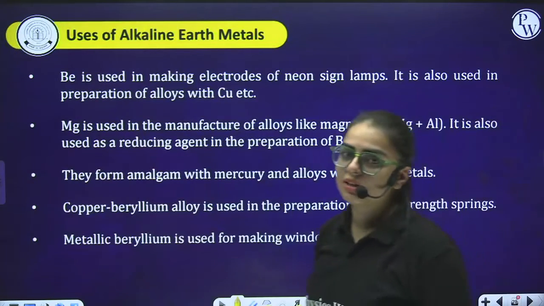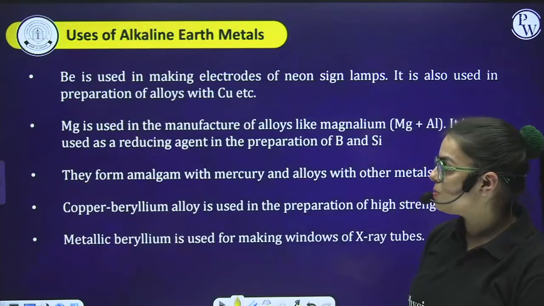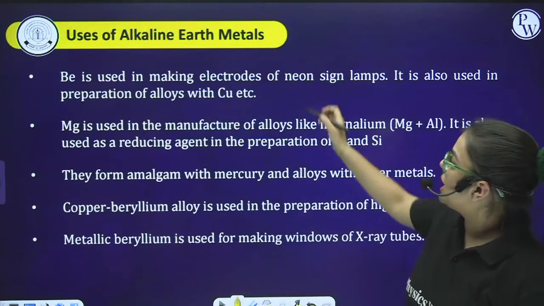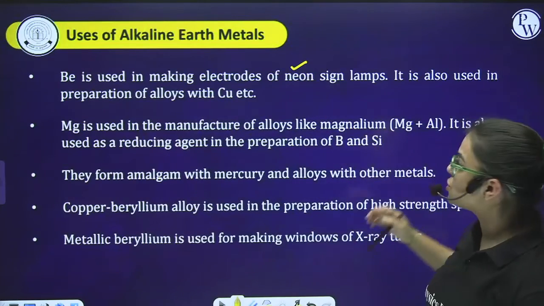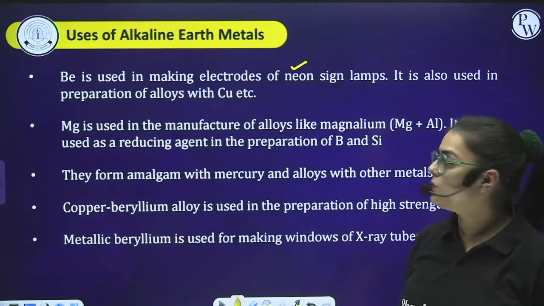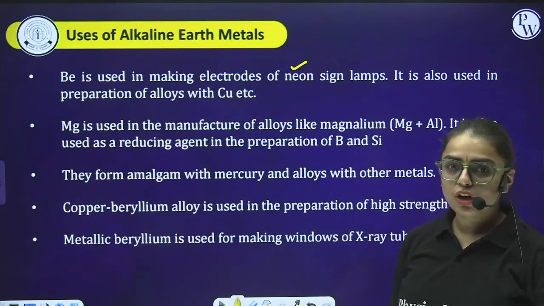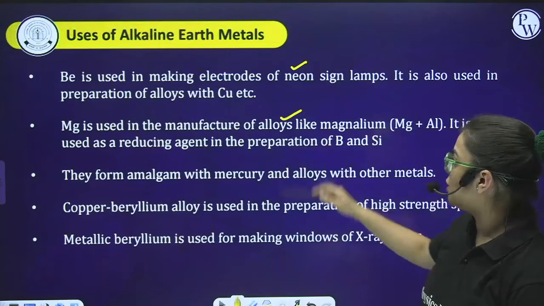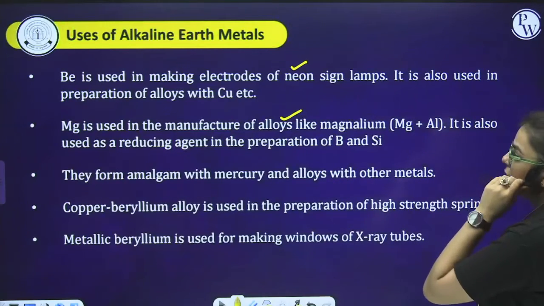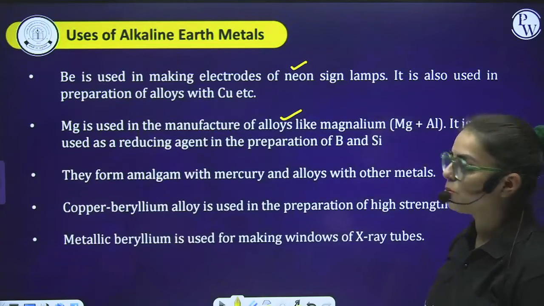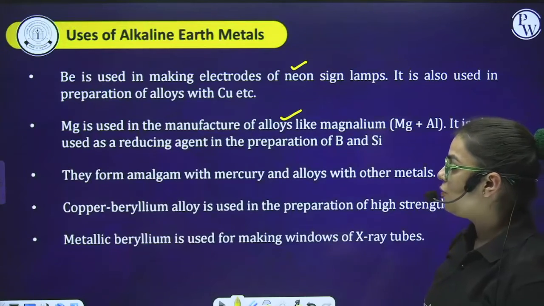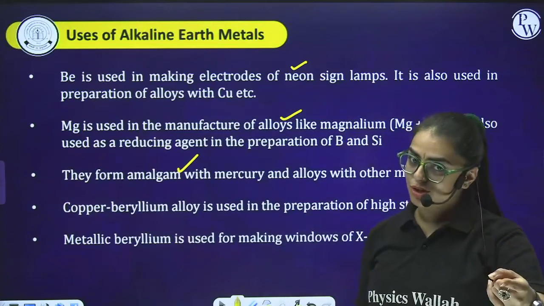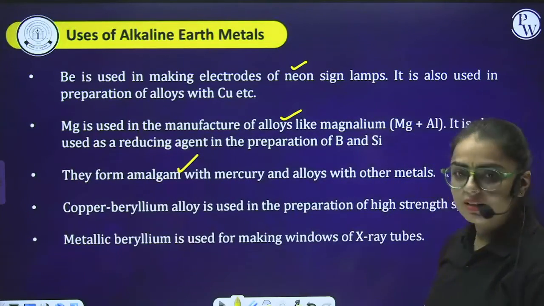Coming to the uses of alkaline earth metals, that is going to be the last part. Beryllium is used in making electrodes of neon sign lamps. It is also used in the preparation of alloys with Cu. Moreover, if we talk about magnesium, it is used in manufacture of alloys. It is also used as a reducing agent in the preparation of boron and silicon. They form amalgam with mercury. In the previous case also we did that, right? And alloys with other metals.